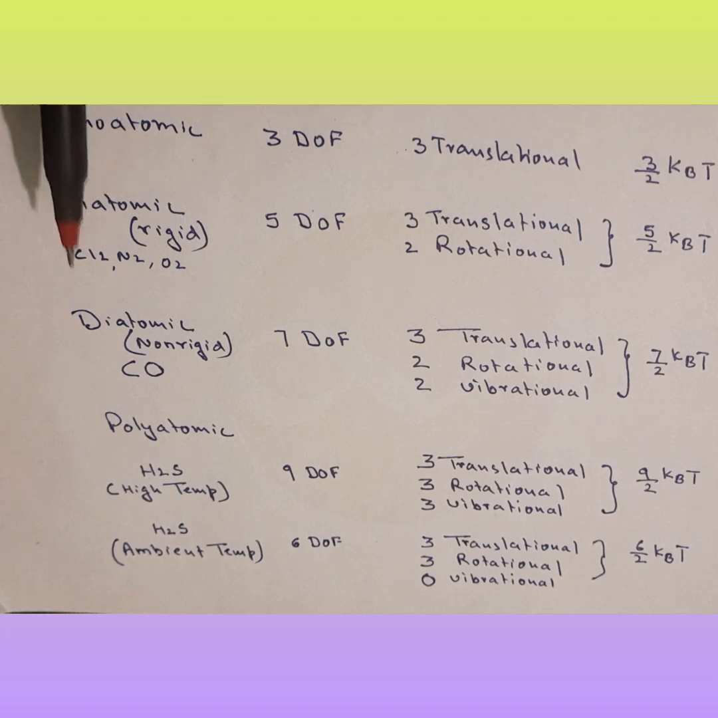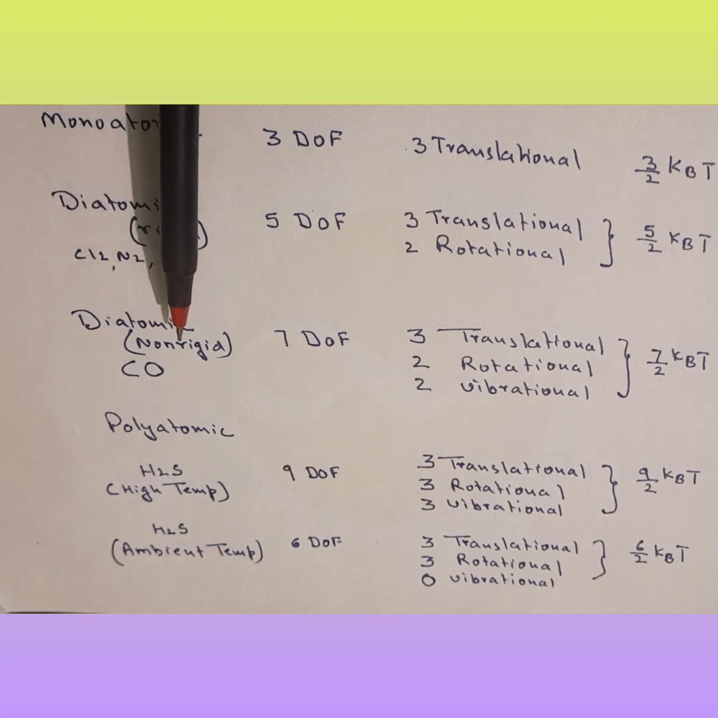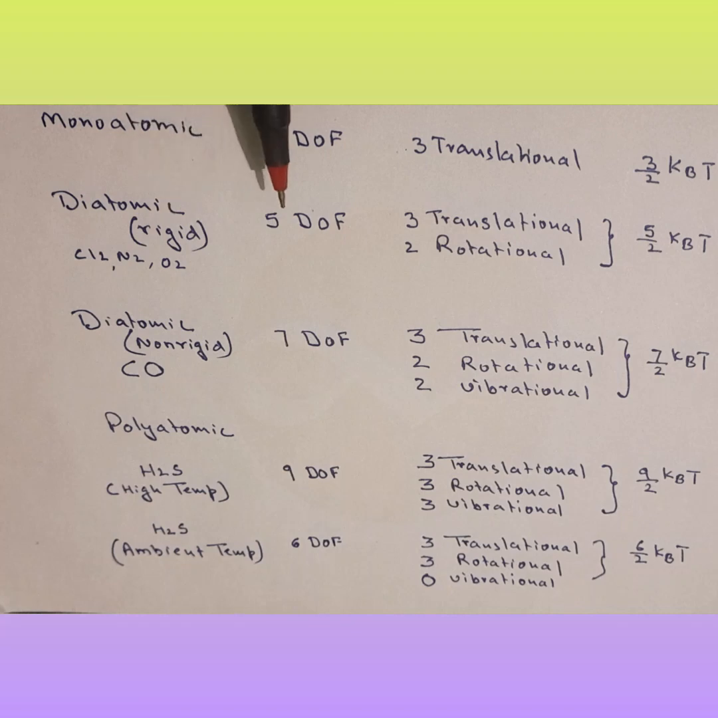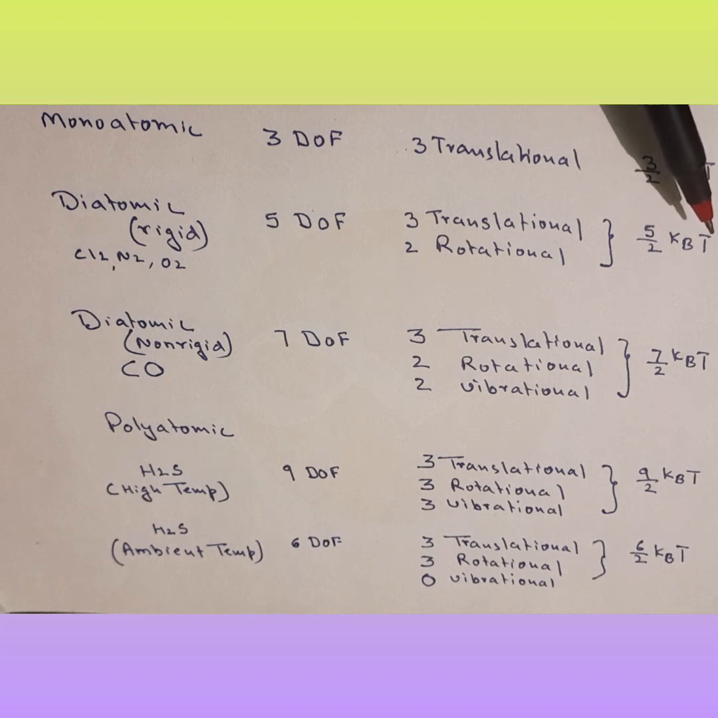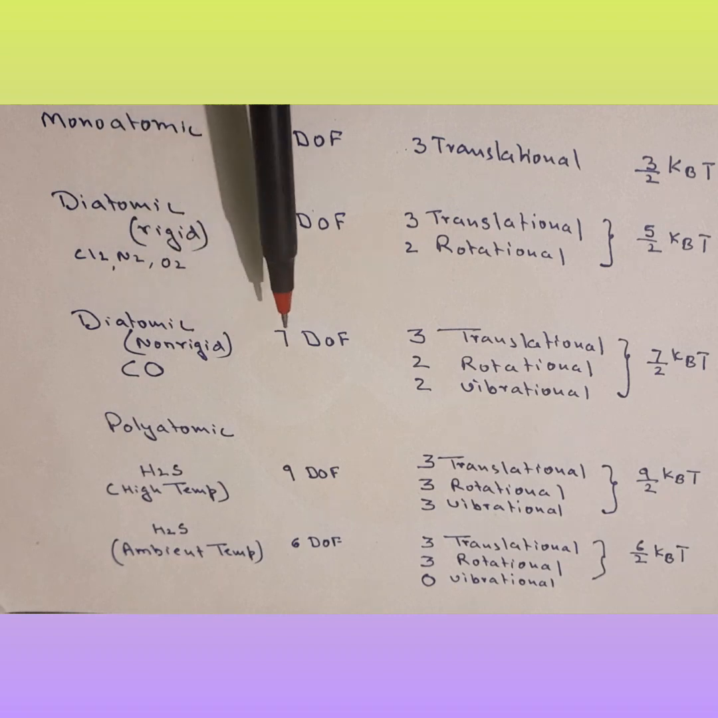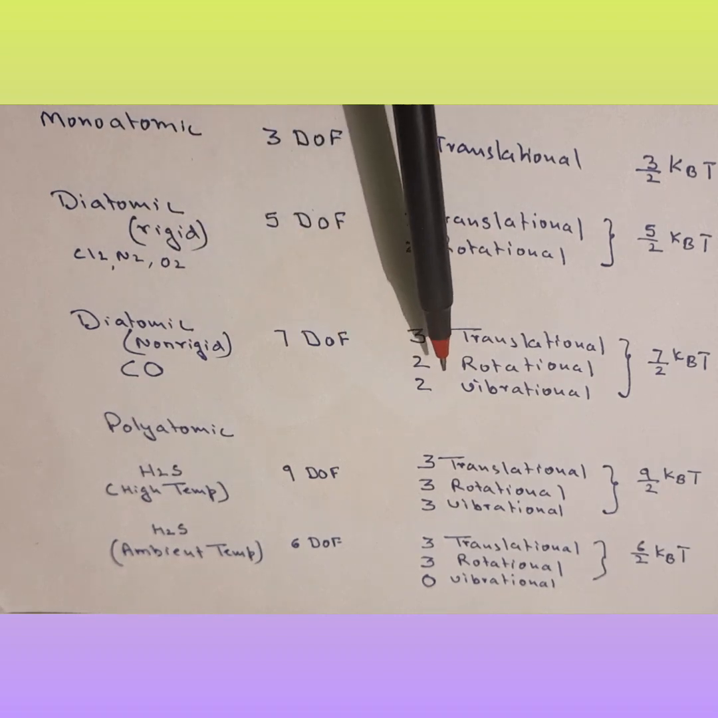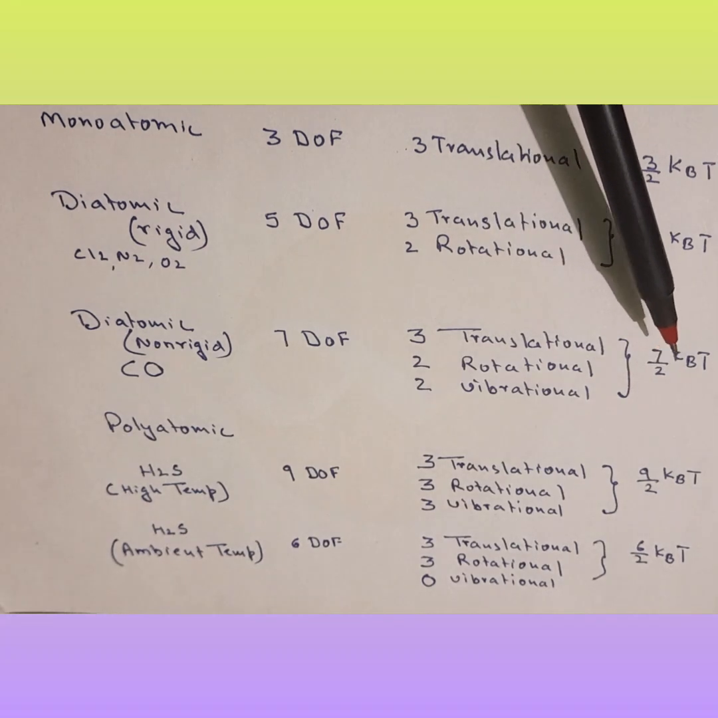For diatomics, we have two types of diatomics. One is rigid, the other one is non-rigid. In case of rigid, we have 5 DOF. It's mentioned which are those 5 DOFs. So 5 multiplied by half kBT comes to 5 by 2 kBT. Then for diatomic non-rigid, we have 7 DOFs and those are mentioned over here. So it comes to 7 by 2 kBT.